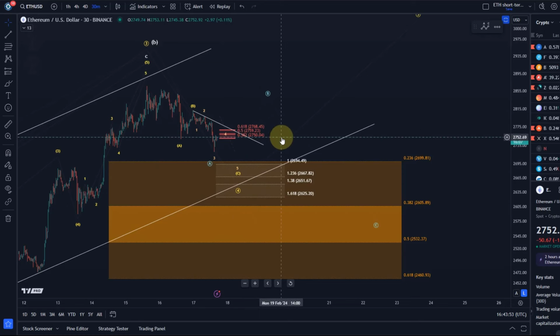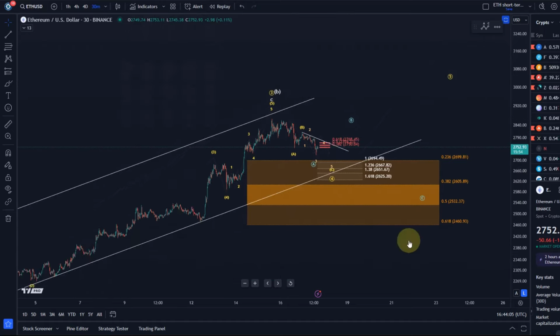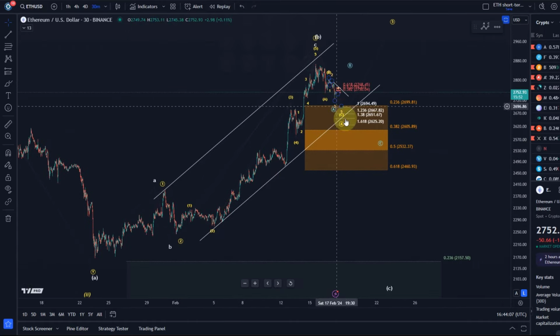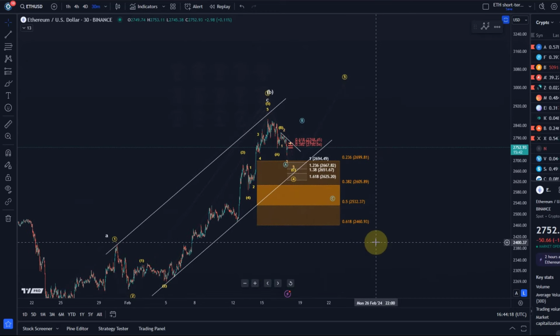At the moment, I don't have any indication that the overall correction is over, and likelihood would suggest we get into the area between 2,694 and 2,625. But for anybody who's looking for further upside here, this is the main support area. As long as we don't break below that, the yellow count is still alive. That's sort of what I can say right now about Ether.